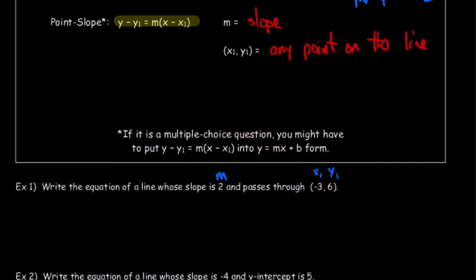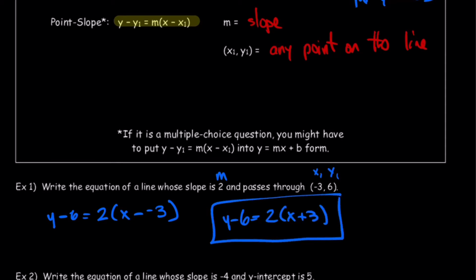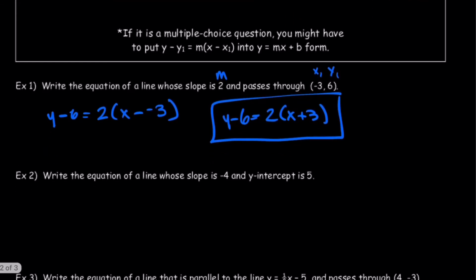Now, I normally don't write all of this out, and you'll see what I mean here in a second. Y minus the y coordinate, which is 6, equals m, 2, times x minus the x coordinate, which is -3. I don't like leaving it like this because of the minus -3. So kind of like what we did with slope, and you can do this in your head first time, but I usually will make that a plus. So I'll rewrite that as y minus 6 equals 2 times x plus 3. That's just a little cleaner version of that.